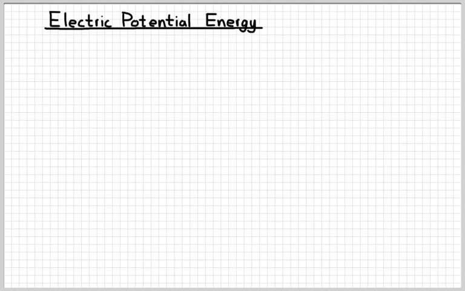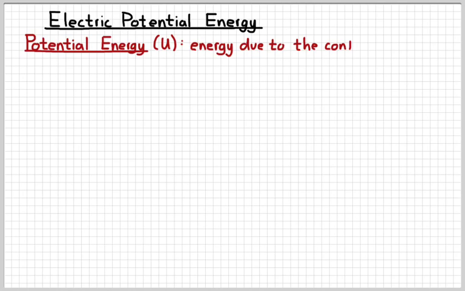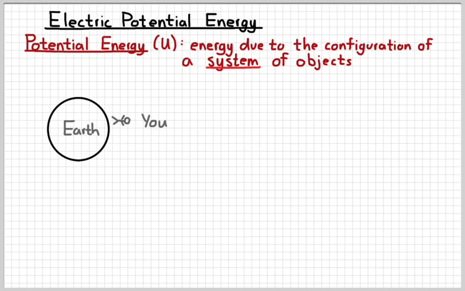In this video, we're going to learn about electric potential energy. Remember that the term potential energy, which generally we give the symbol U, refers to the energy due to the configuration or position of a system of objects, keyword there being system. So, a couple of examples.